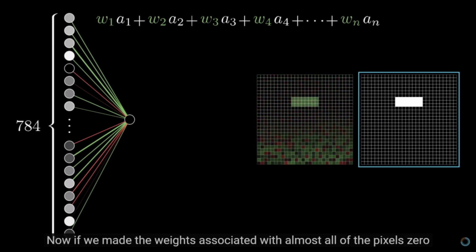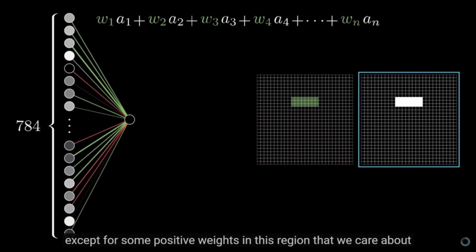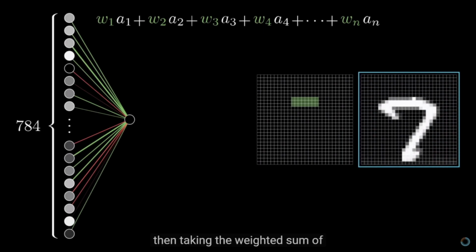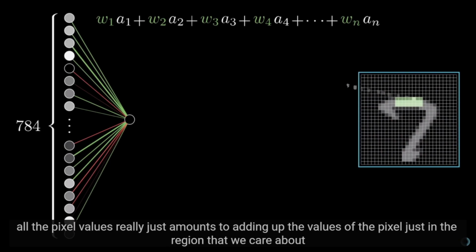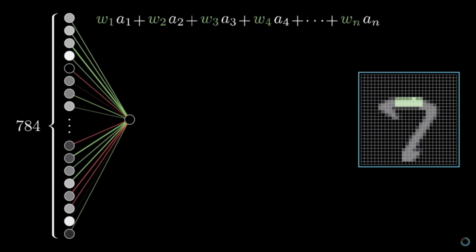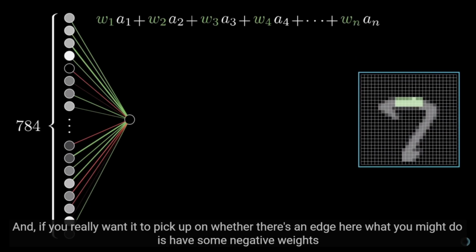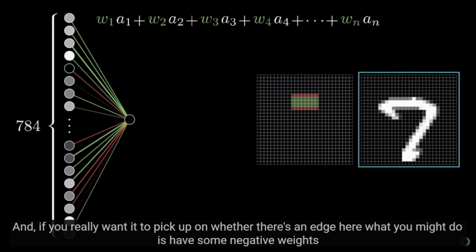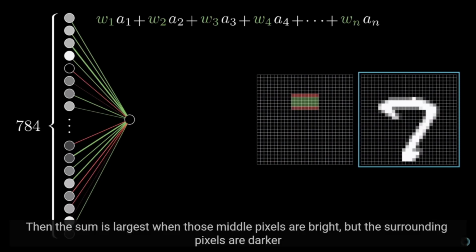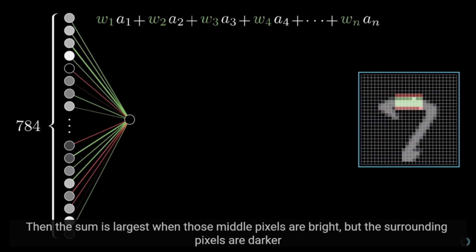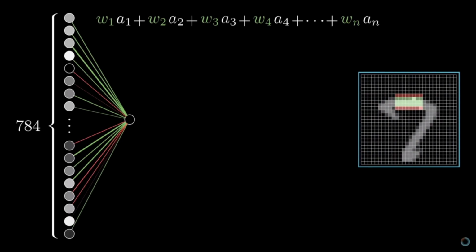Now, if we made the weights associated with almost all of the pixels 0, except for some positive weights in this region that we care about, then taking the weighted sum of all the pixel values really just amounts to adding up the values of the pixel just in the region that we care about. And if you really wanted to pick up on whether there's an edge here, what you might do is have some negative weights associated with the surrounding pixels. Then, the sum is largest when those middle pixels are bright, but the surrounding pixels are darker.